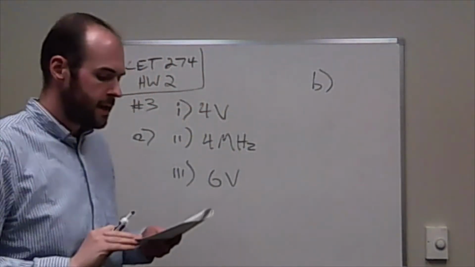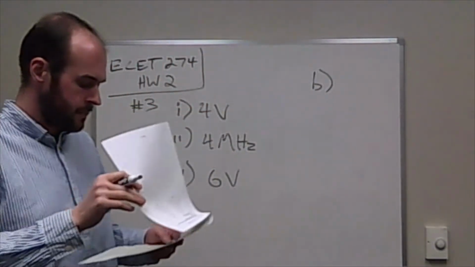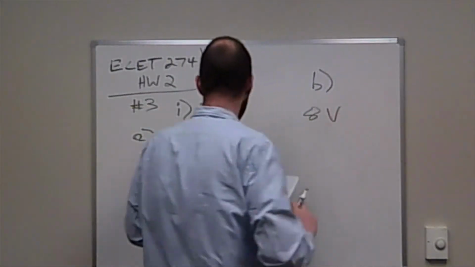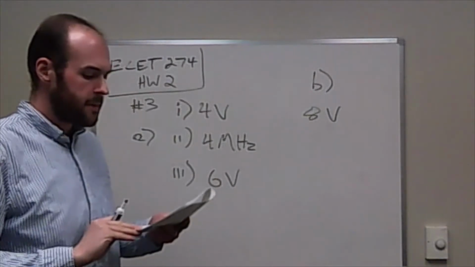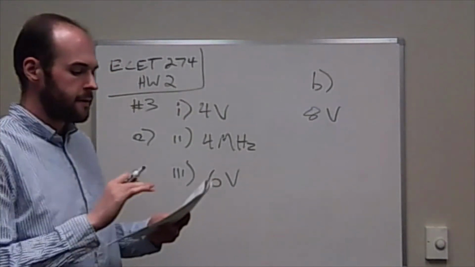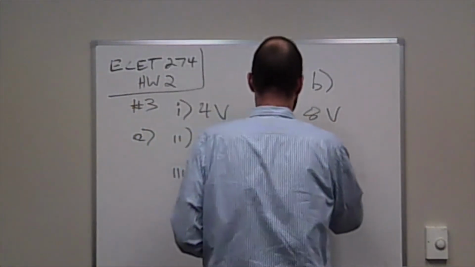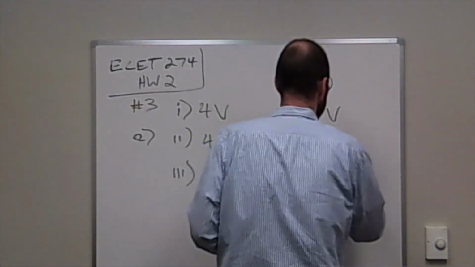So for B, that DC offset, we can see from the plot is going to be 8 volts. For the fundamental frequency, we can see our first amplitude spike at 25 kilohertz. So 25 kilohertz.